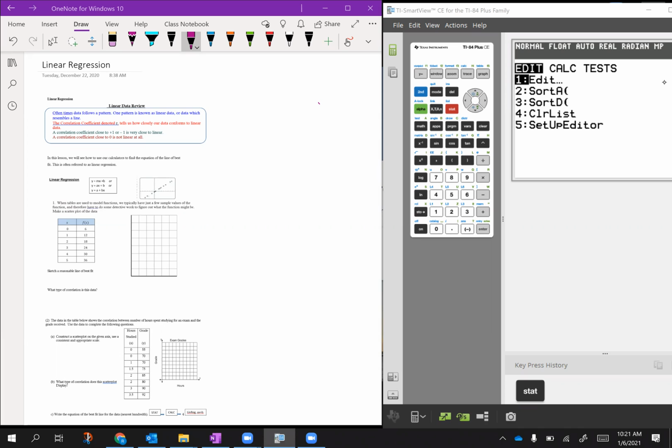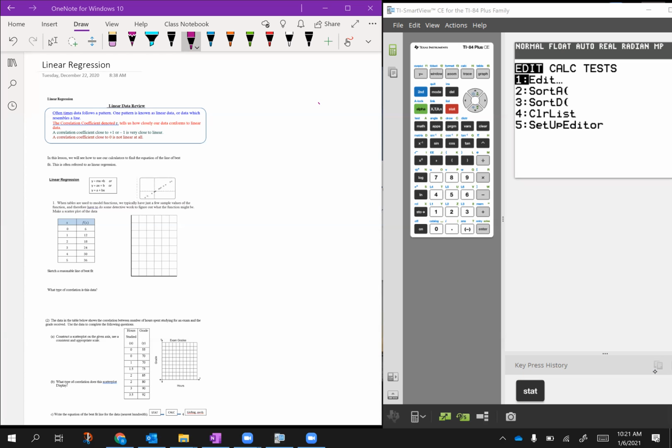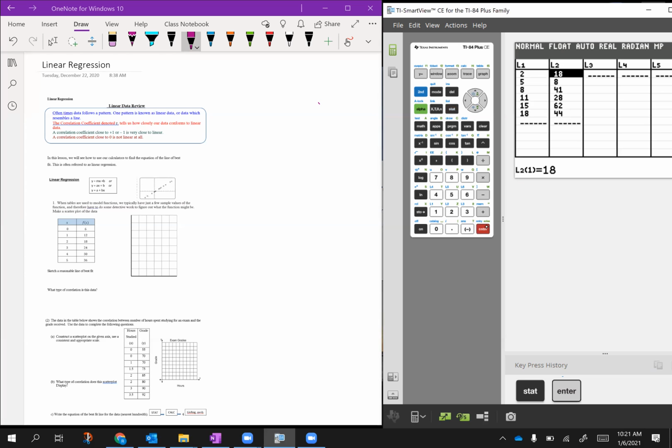We're going to be using the same process we did in the last lesson, where we use our list 1, list 2. So if you could start by going to your list 1, let's clear out what's in there. We're going to hit stat, edit, go up and clear out list 2. So clear, enter, go up, clear out list 1, go up to the top, clear, enter.